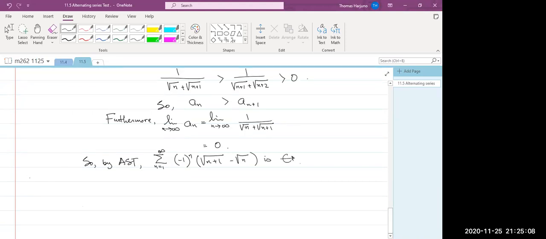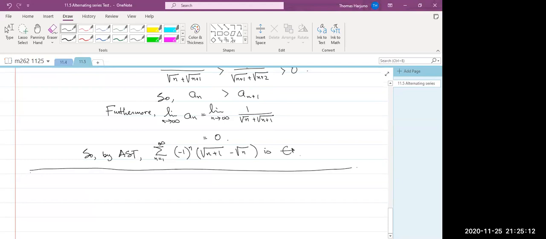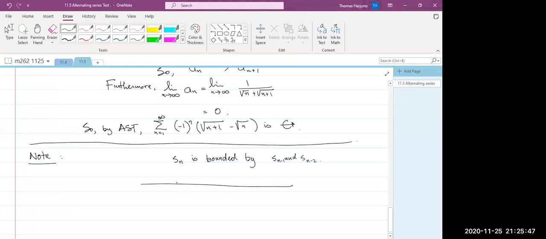Now how about the estimate? Notice that S is bounded above and below by S n and S n minus 1, the previous term, and the previous partial sum. Pictorially, let's say this is S n minus 1, this is S n minus 2, or vice versa. The S will be in between. Okay?